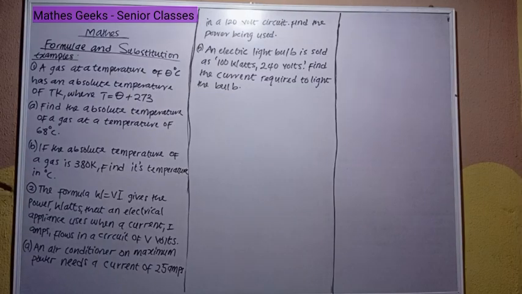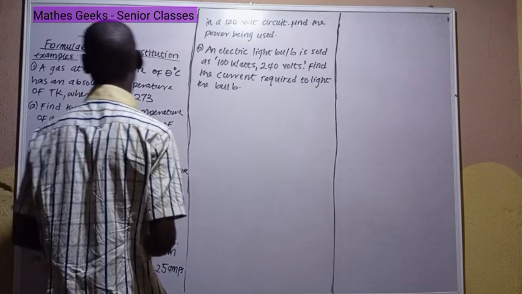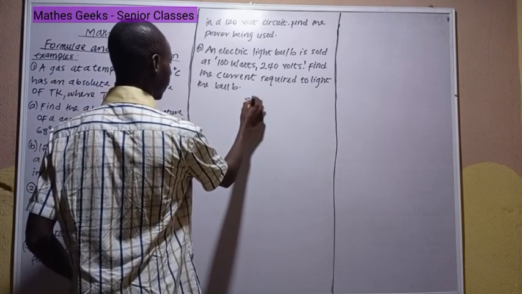Now, a gas at a temperature of theta degrees Celsius has an absolute temperature of T Kelvin, where T is equal to theta plus 273. Find the absolute temperature of a gas at a temperature of 68 degrees Celsius. If the absolute temperature of a gas is 380 Kelvin, find its temperature in degrees Celsius. So we're given a formula to work with. The solution.